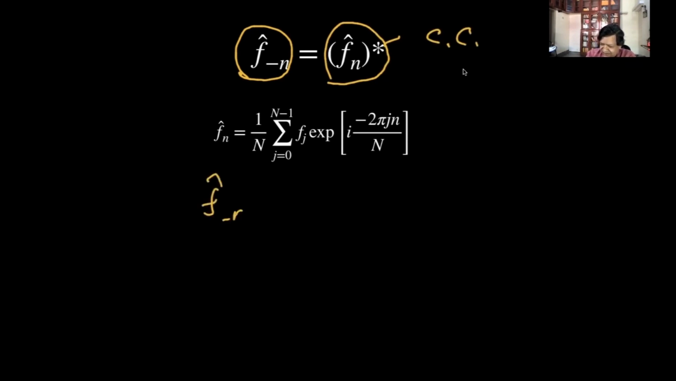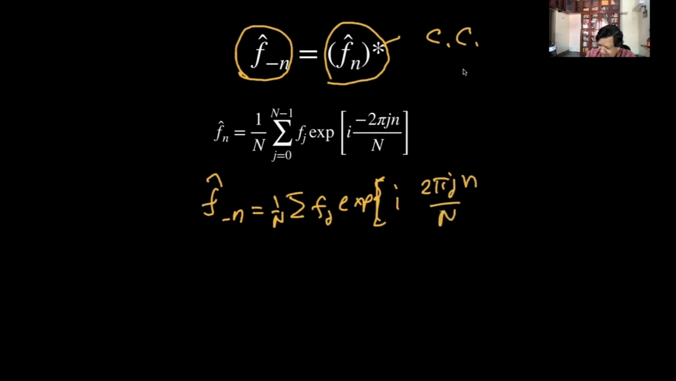F hat of minus n equals 1 by n sum of f_j e to the power of, now this part becomes exponential, i 2 pi j n by n, because n has been replaced by minus n. Now what is the relationship between these two? They're complex conjugates of each other, right? And what about f_j? f_j complex conjugate is the same as f_j.